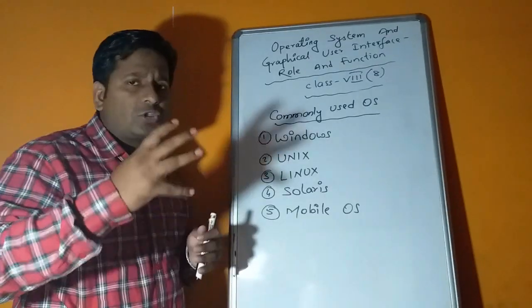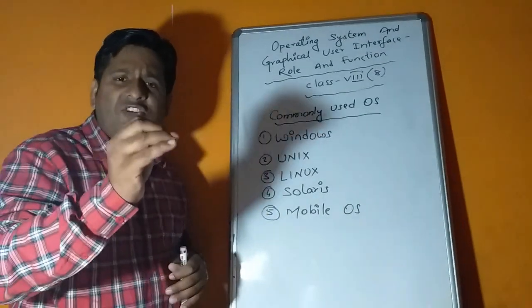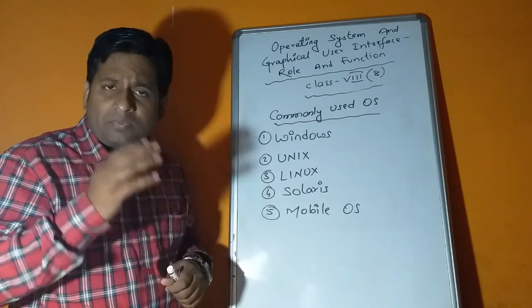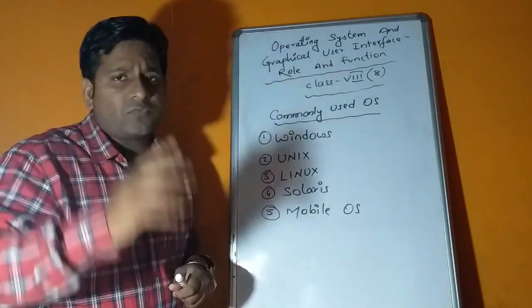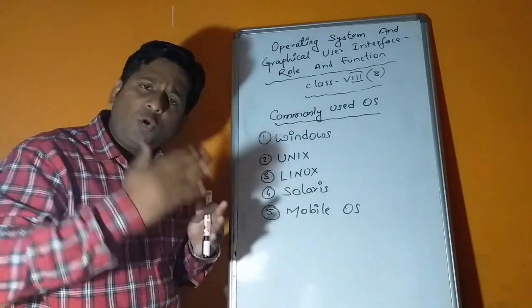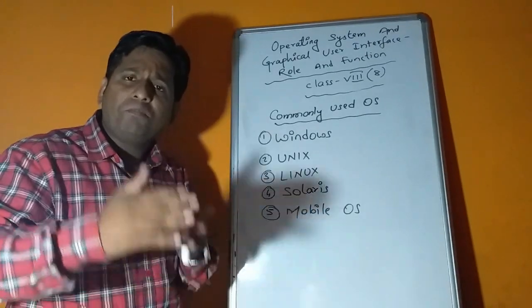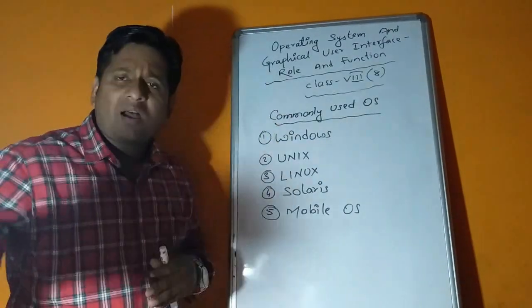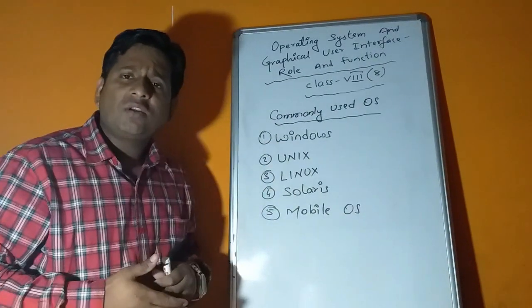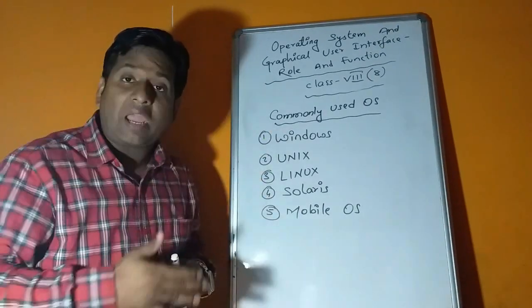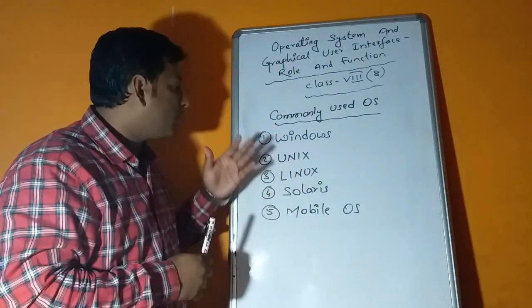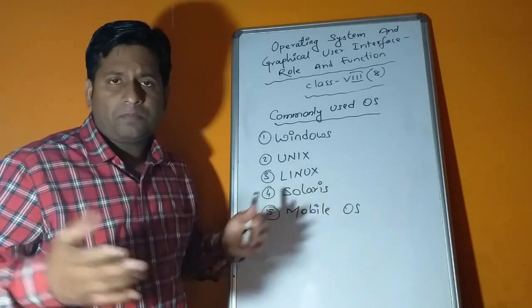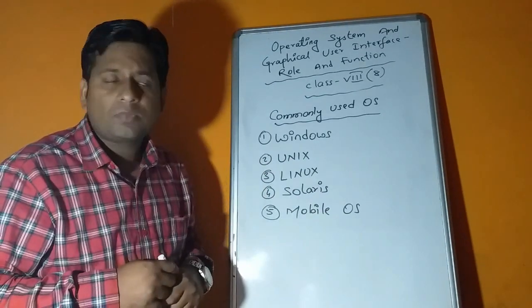Number 1 is Windows. It falls in interactive operating systems. That means graphical user interface. We have from Windows 95, 98, Millennium, that is XP. Then after that, Windows 7, Windows 8, Windows 8.1, Windows 10. So these are the examples of Windows. The most common. You might have heard this name also.